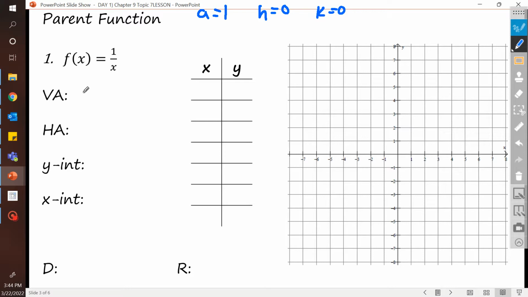So the vertical asymptote, x equals h, so x equals 0, and that is right here. We already saw that on Desmos. Our graph is right here. The horizontal asymptote, y equals 0. That's a horizontal line right here, where all the y coordinates are 0.